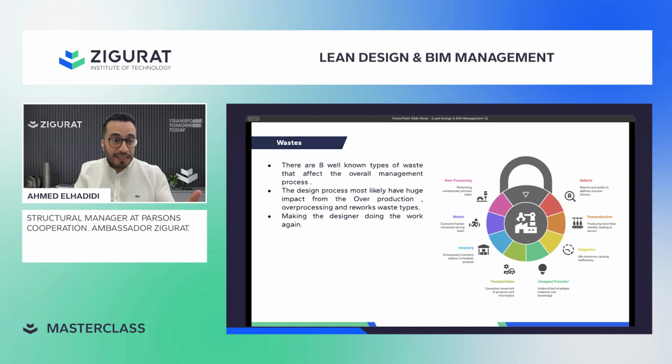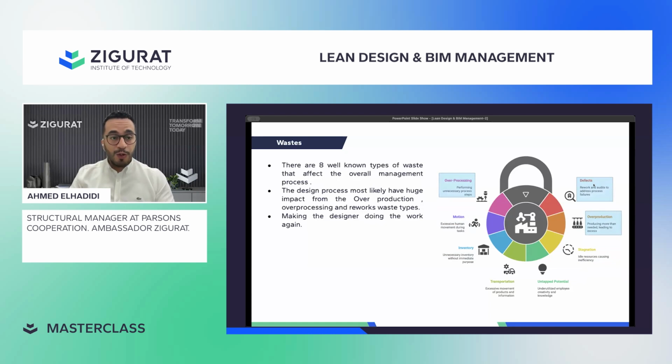So we need to understand what is the waste, what is the item you are saying I will not need it. There is a lot of items that we can call waste. As you can see in this shape, these are the 8 well-known waste types in overall management for construction management and design management. But in the design, most likely, we are focusing on 3 items.